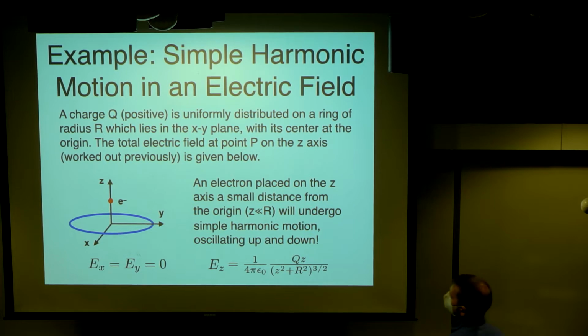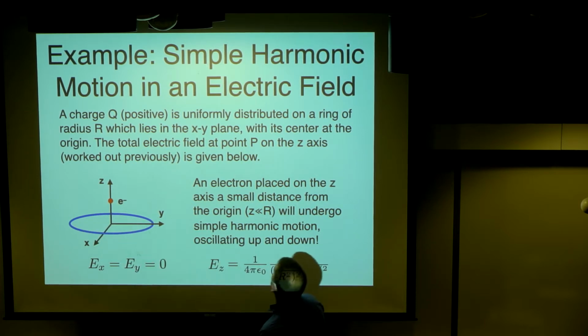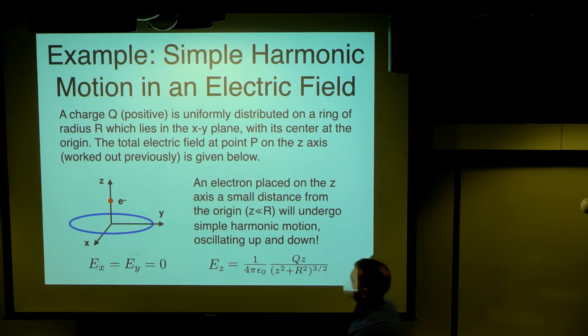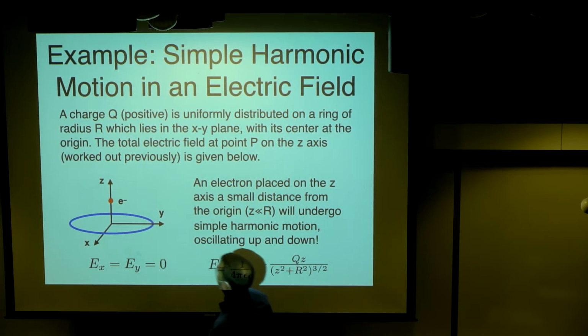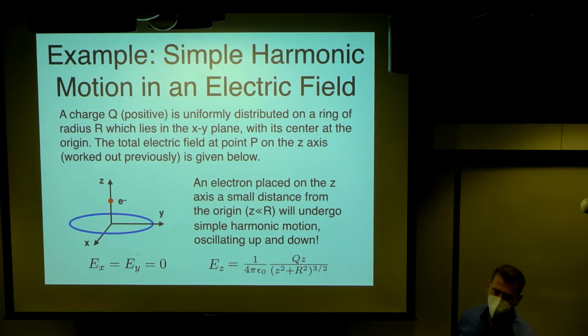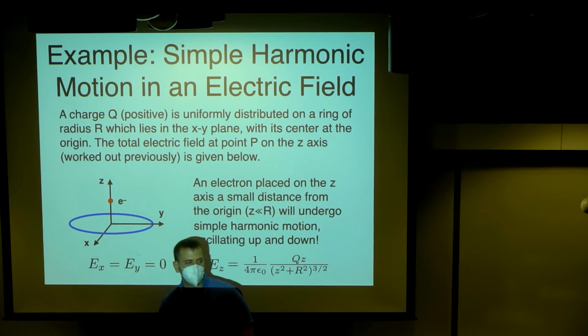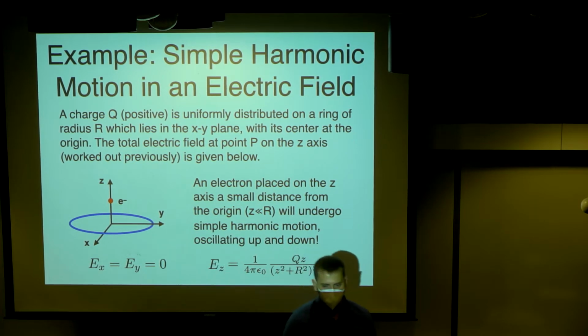So here's what's going on. We have a charge Q. Let's assume that charge is positive. And it's uniformly distributed on a ring, which lies in the xy plane that you see here. The radius of this ring is r. Okay, we already worked out the total electric field due to this ring of charge. We did this last week when we were doing these integrals.